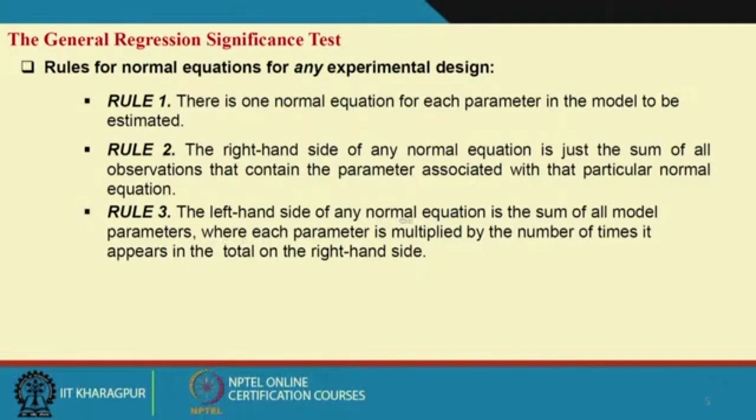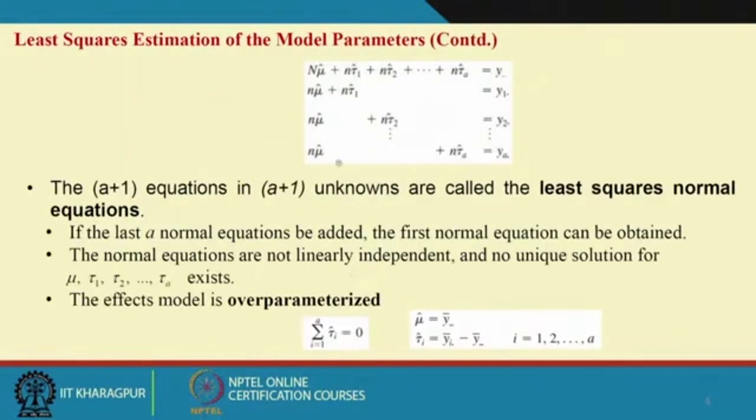Rule 3: the left hand side of any normal equation is the sum of all the model parameters, where each parameter is multiplied by the number of times it appears in the total on the right hand side. Suppose you consider this one, y 2 bar. On the left hand side, n times it appears for a particular row, the number of observations you got, since there are n replications. So the parameters in this equation are multiplied by that number of observations, that is n. Okay.